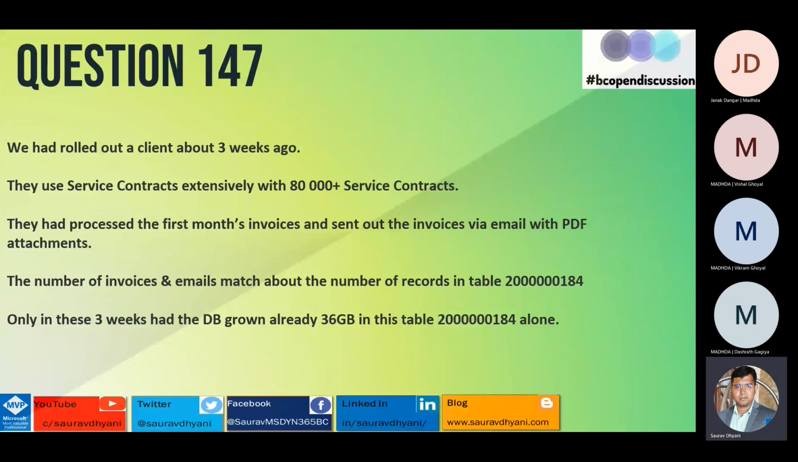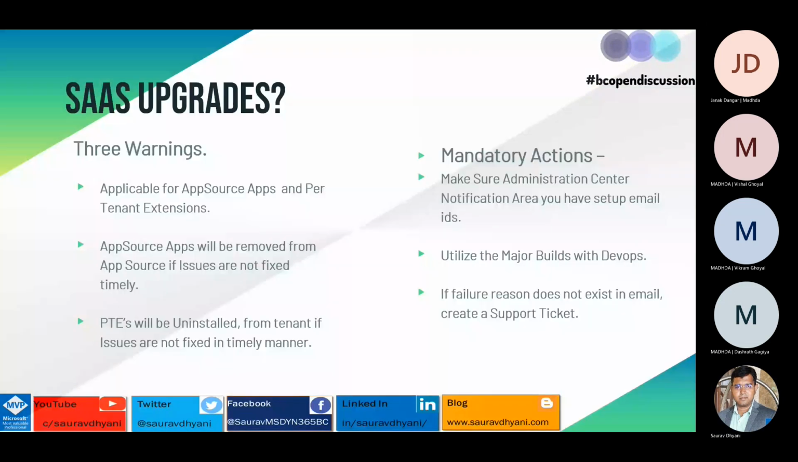So now let's move ahead. If there are no questions, let's move ahead and talk about SaaS upgrade. Now, there are certain things which are very specific to the SaaS upgrade. Most of us know that they are done by Microsoft. They happen twice a year, once in September during wave 2 and once in March during wave 1. Those are the two major release cycles from Microsoft, and these are major updates.